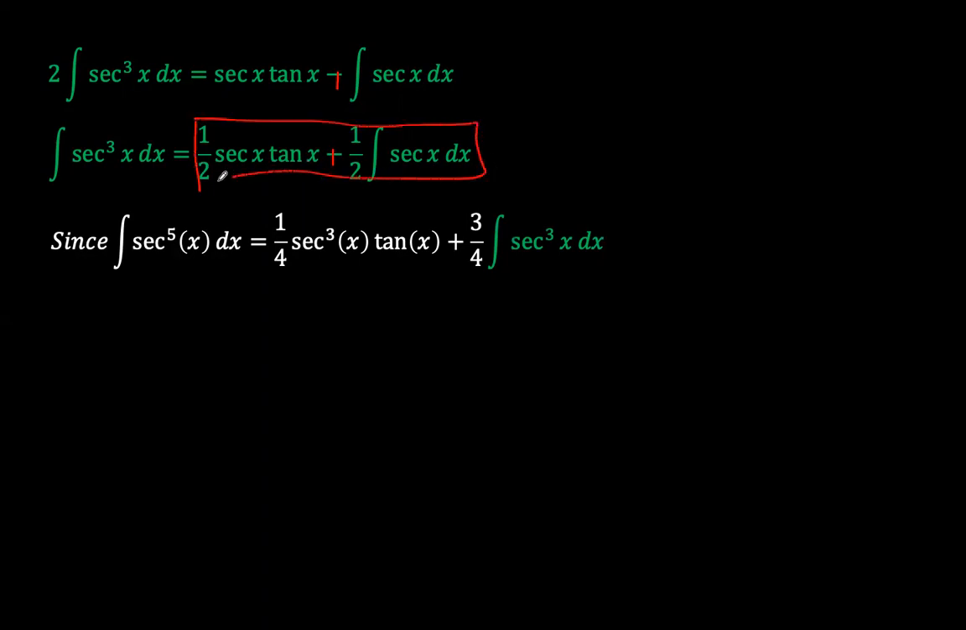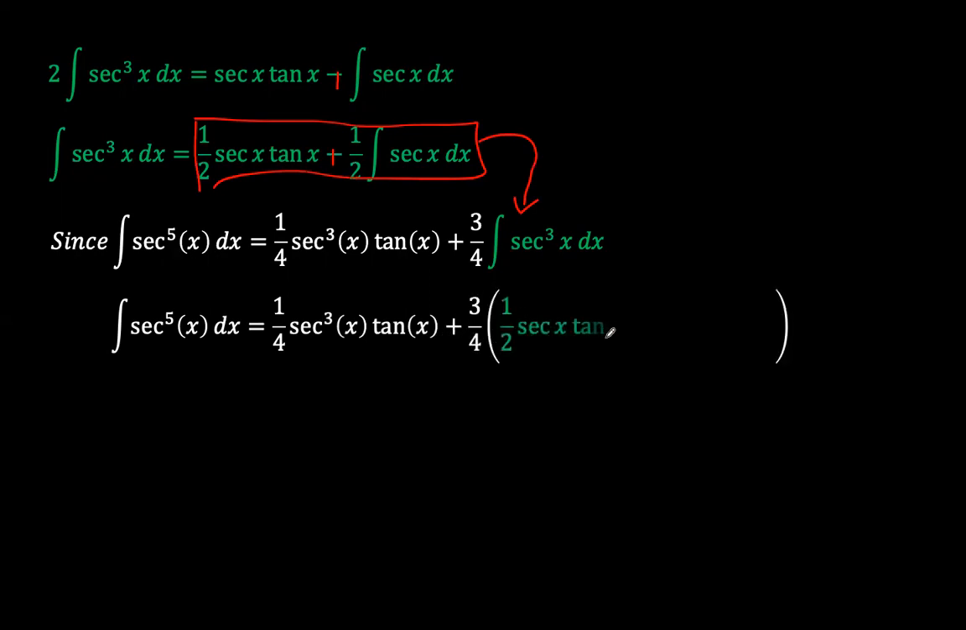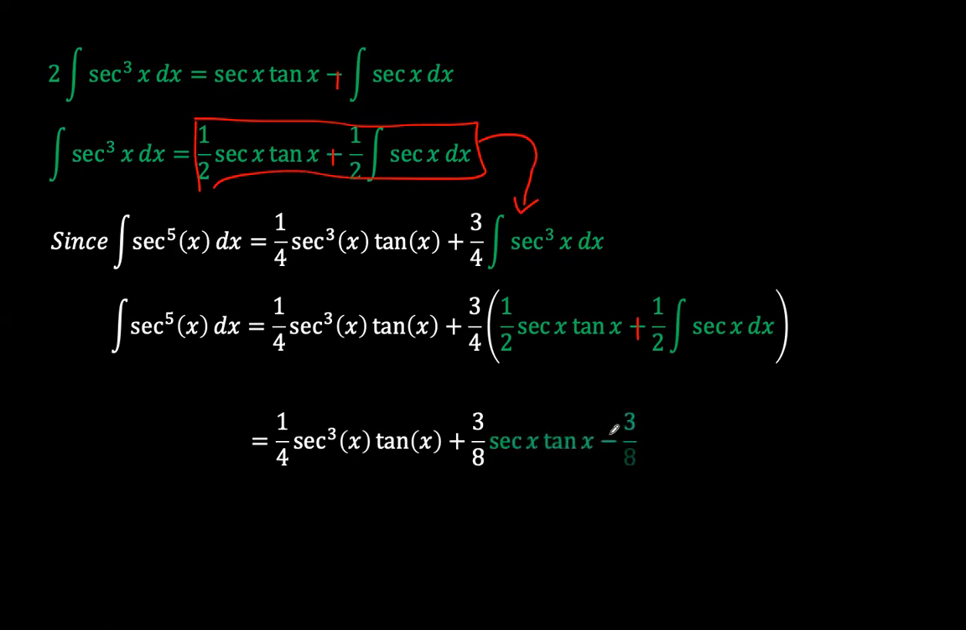everything here into what we have here, the green, right? And so we have the integral of sec to the power 5 x being equal to a quarter sec cubed x tan x plus 3/4 times a half sec x tan x plus a half the integral of sec x. And so we have a quarter sec cubed x tan x plus 3/8 sec x tan x plus 3/8 the integral of sec x. And this is now what we're going to focus on right now.